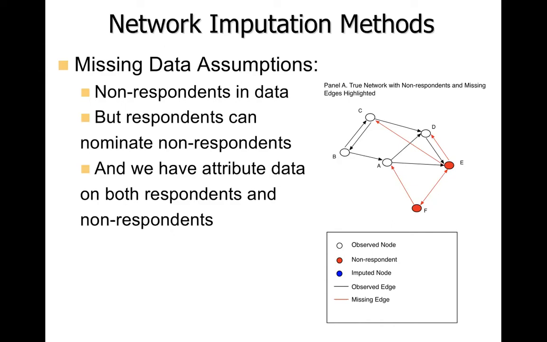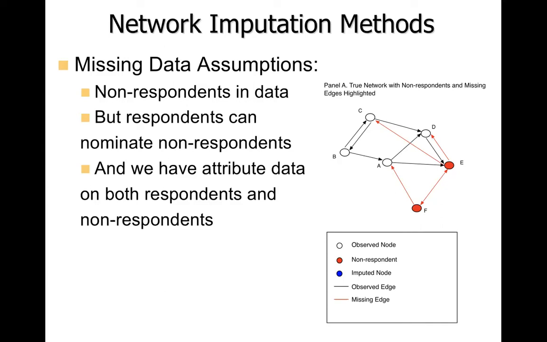And all those missing edges, the edges that we should have, but we don't because we have no information about those outgoing ties from non-respondents, are colored in red. So that's the first assumption, that we have people not filling out the survey, telling us who they would have nominated. And so we have missing edges based on non-respondents.